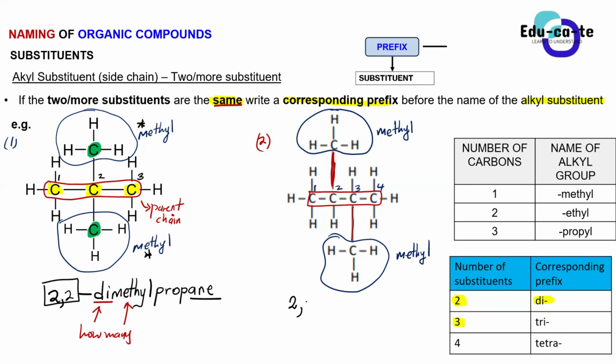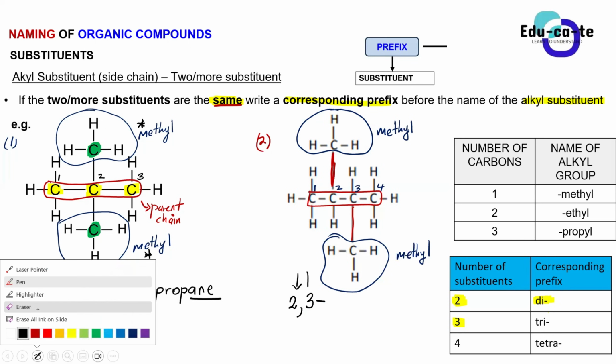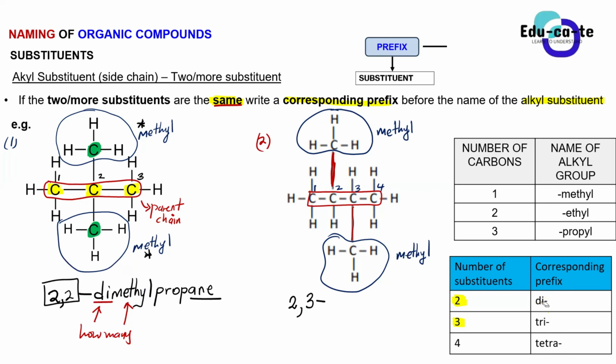So this is 2, 3. This 2, 3 is telling us that whatever you write here is found on carbon 2 and carbon 3 respectively. In this case we have 2 methyl groups, so instead of writing methyl, you say dimethyl, because there are 2 of them. So you say 2,3-dimethyl. Then the longest chain has 4 carbons, so that must be but, and then this is an alkane. So this is 2,3-dimethylbutane.